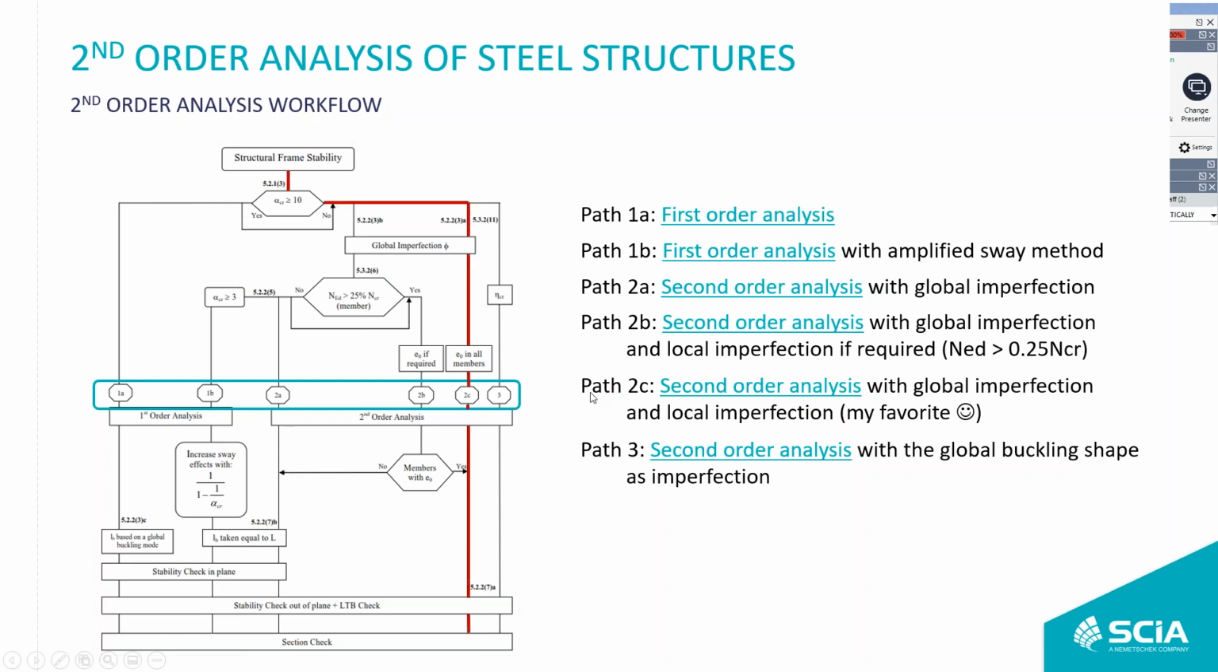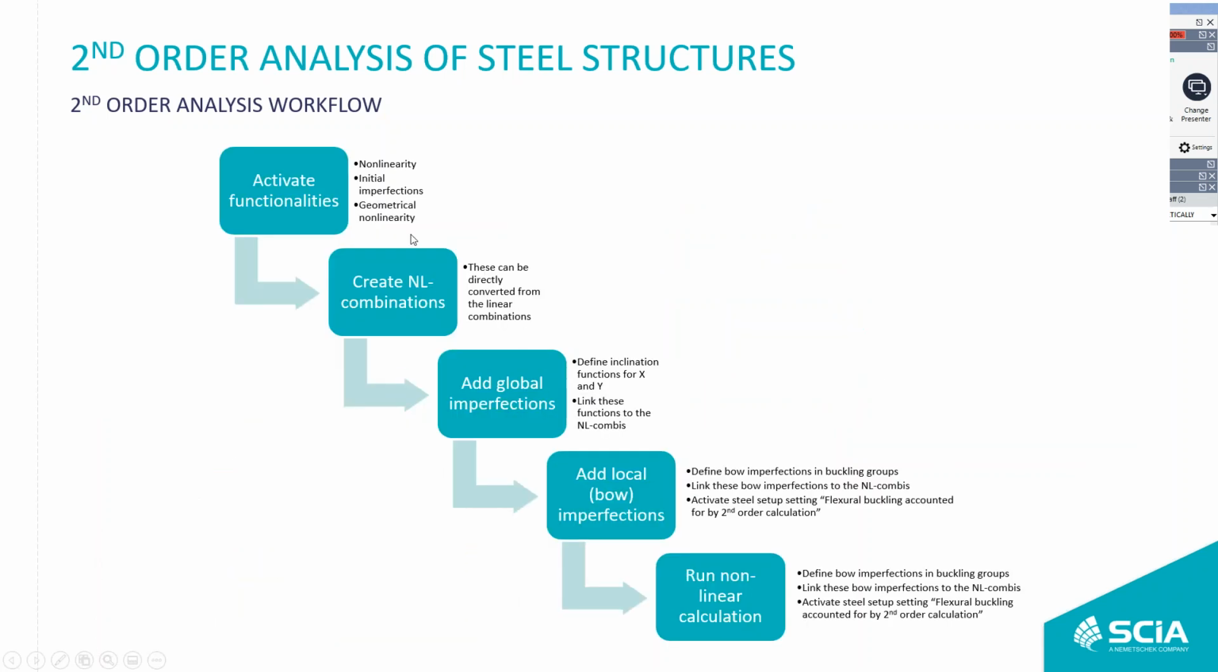So I will explain path 2C by means of this workflow. Again, if you want to use second order analysis, it always starts with the functionalities. You have to activate the proper functionalities. So the first one you'll need to activate is nonlinearity. And the sub functionality of nonlinearity are these two. So the initial imperfections for your bow imperfections and your global imperfections, and your geometrical nonlinearity as well, to get those extra deformations due to your second order analysis and such.